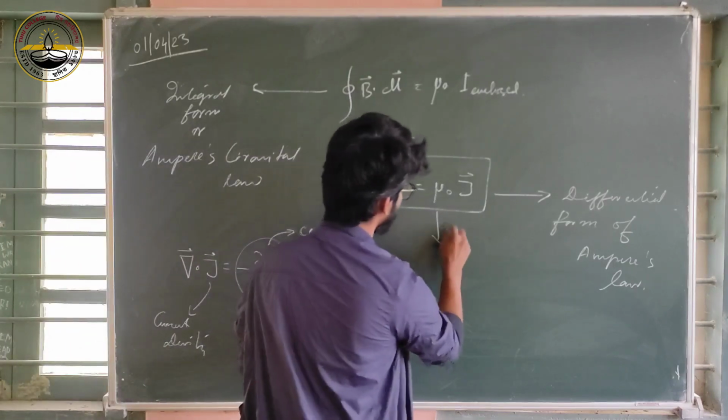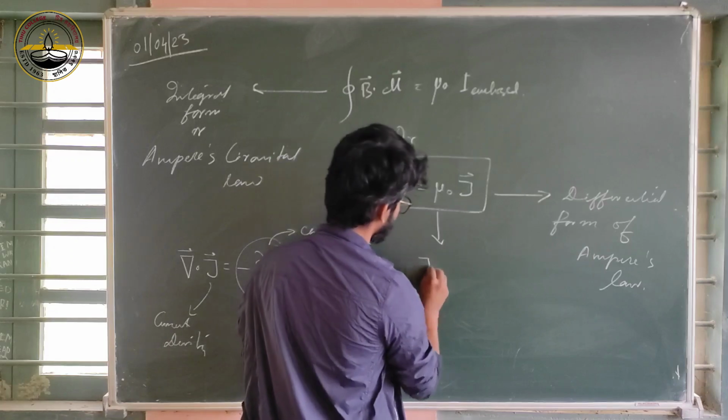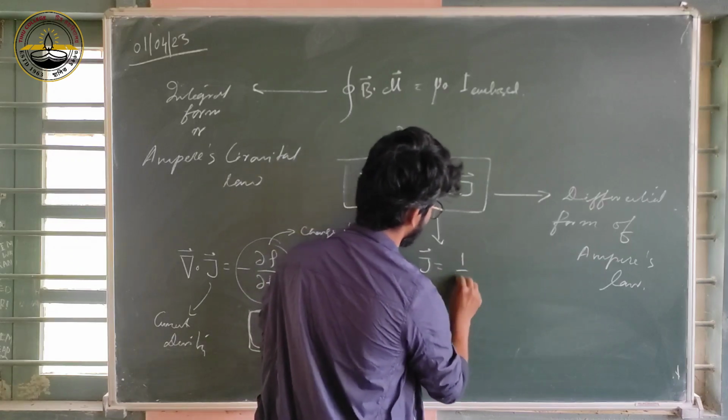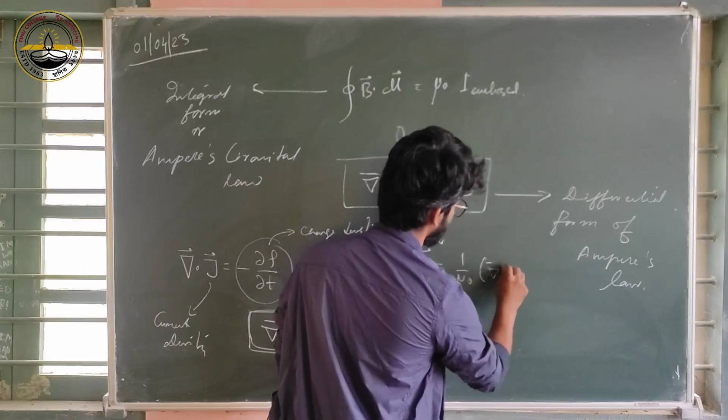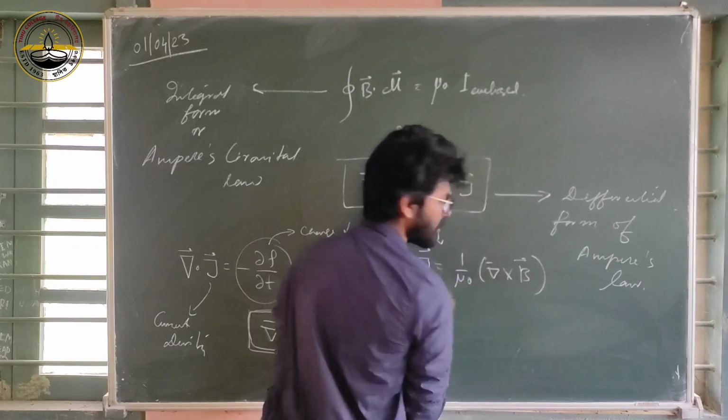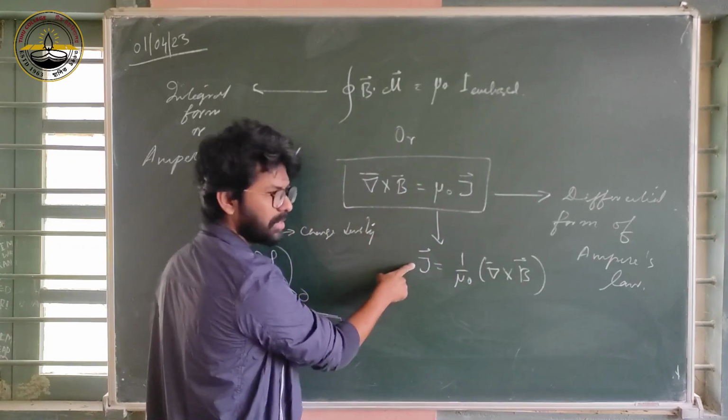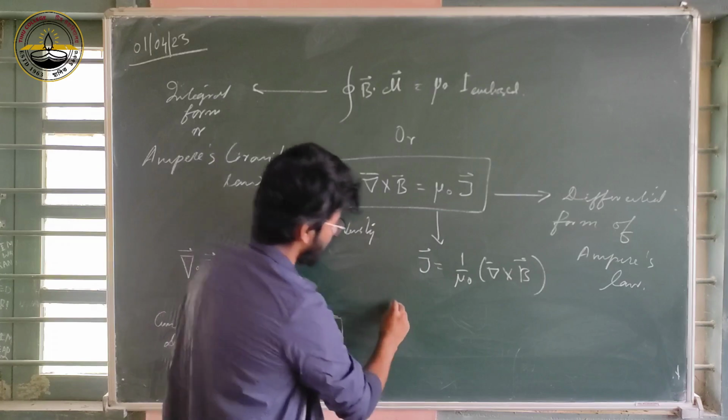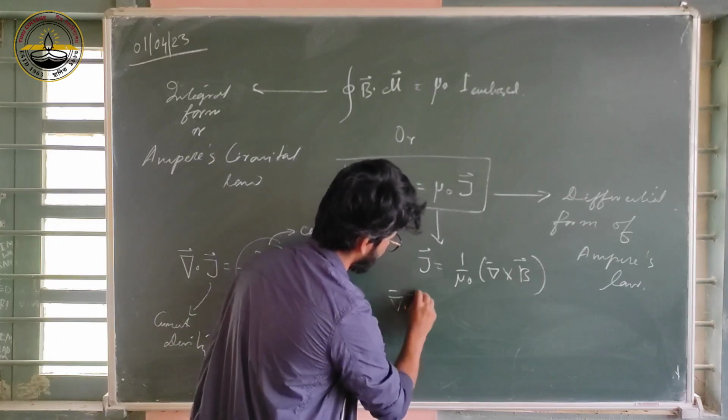And if you take del dot J here, let's say, so what is J? 1 over mu naught del cross B basically, right? From here, from Ampere's law, what happens if you take del dot J?